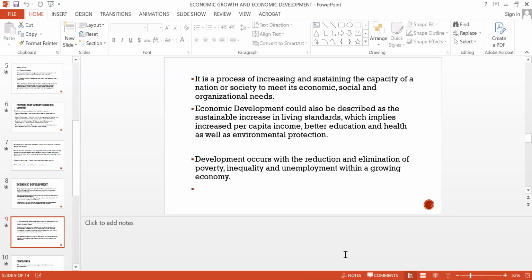So it is a sustainable increase in economic growth reflecting the standard of living. It's in the living standard of people, which implies per capita income, better education, quality health care, efficient transport and communication systems, railway, airlines, environmental protection, and all of this. So a society can be said to have developed when all this happens.